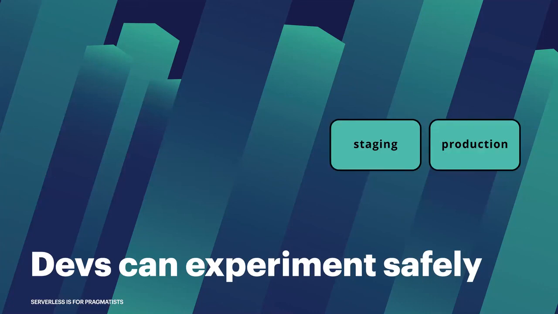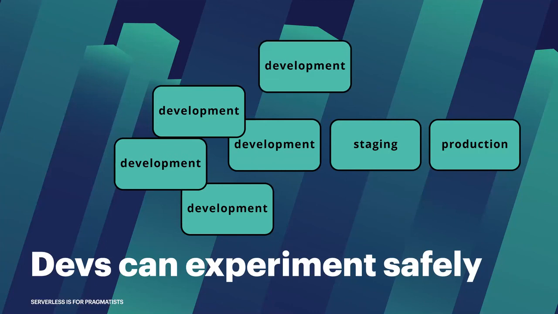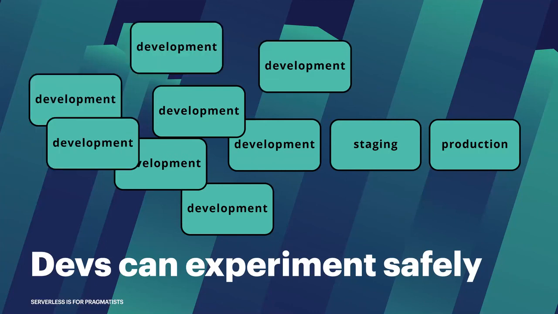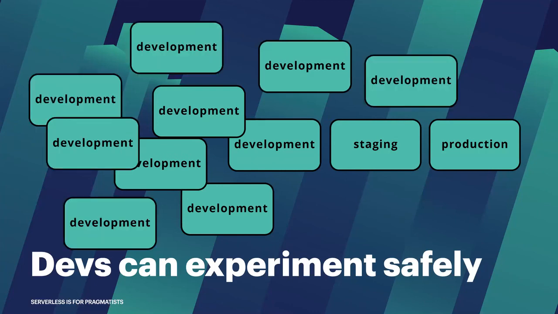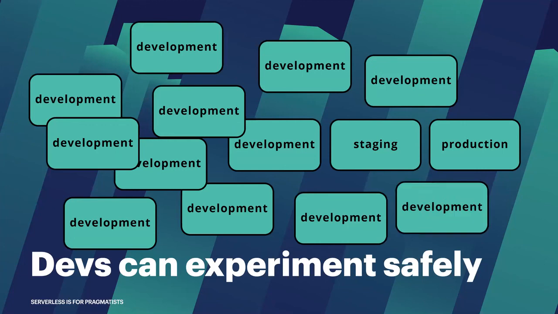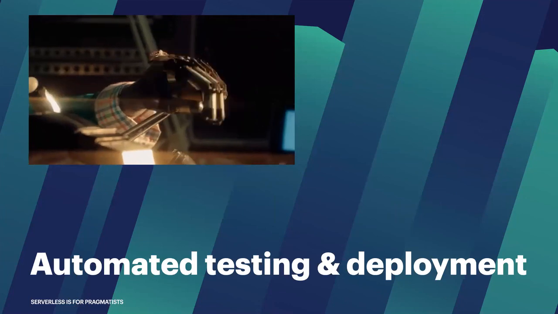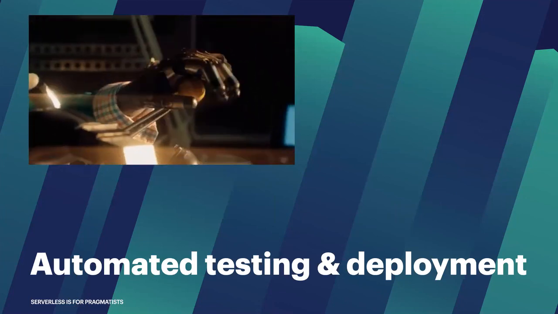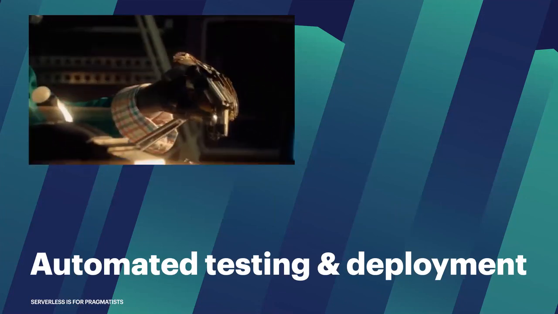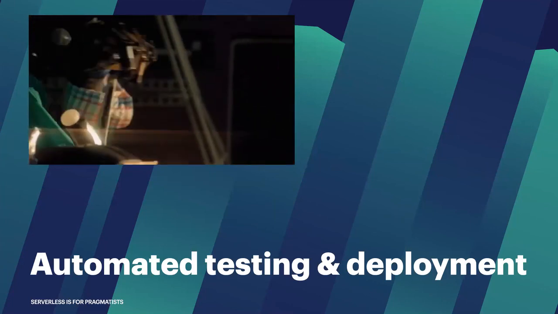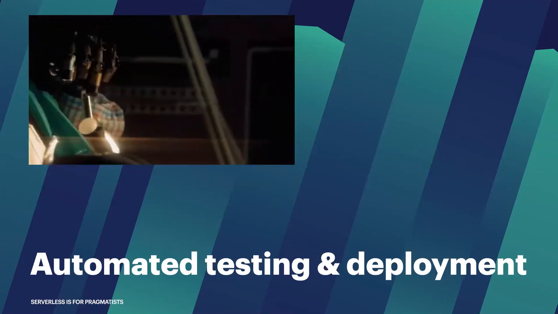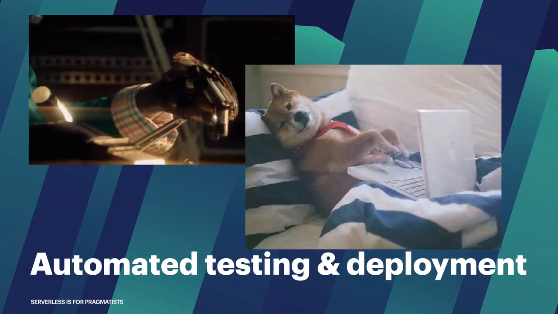We have isolated environments for staging and production. We can have isolated environments for development. We can have many isolated environments for development because they're super easy now to provision and manage. It means that as we are developing our application, automated testing and deployments means less time doing menial tasks that can be scripted and more time building features.